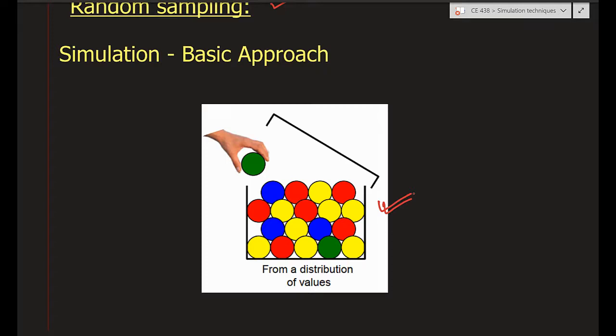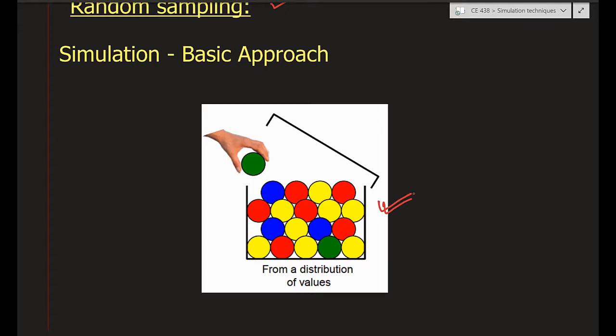So this is a random ball, and this does not depend upon other balls, or upon how we are choosing. So this kind of sampling is called random sampling. So basically we are simulating. So this is the basic idea of any kind of simulation.